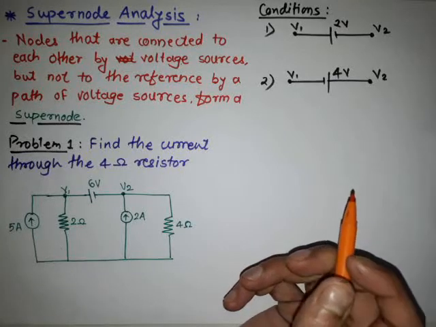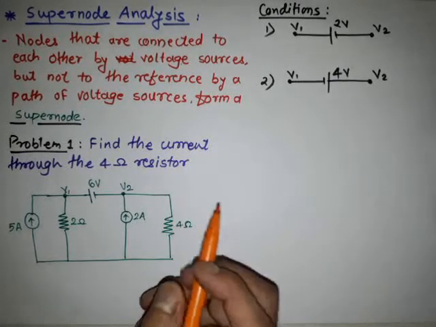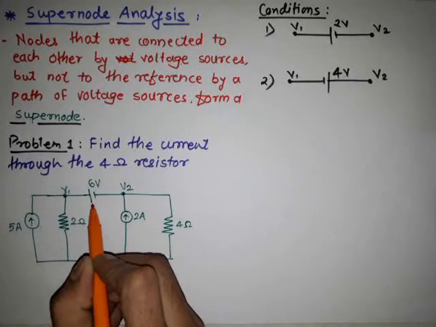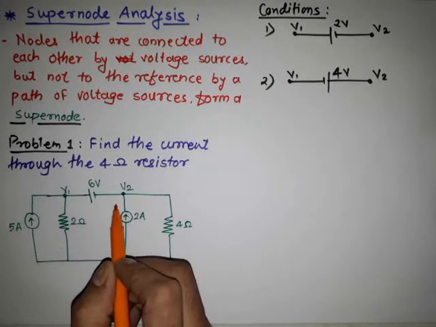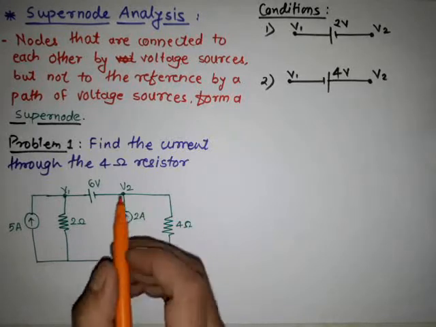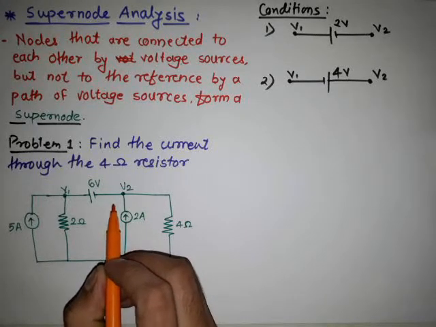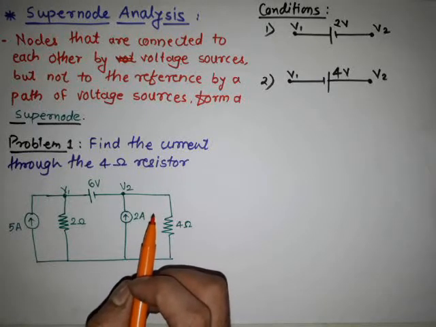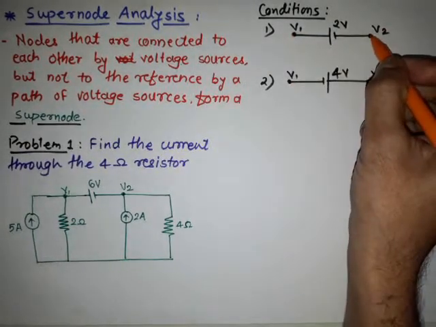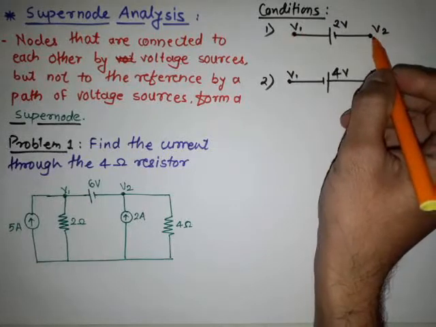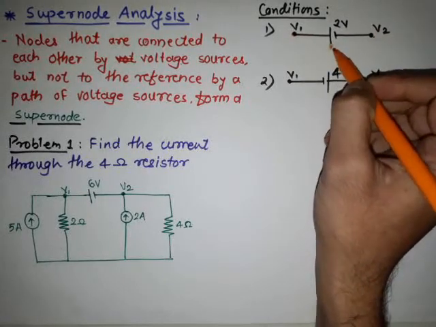Now we will see the supernode analysis. When there is one voltage source present between two nodes, then these two nodes will be converted into a supernode. So there are two conditions during applying the supernode analysis. Suppose there is a node 1 and this is node 2 having the voltages V1 and V2, and between them one voltage source is present.